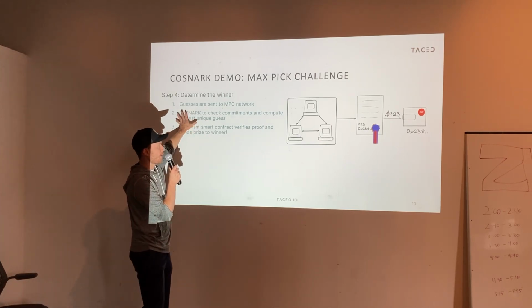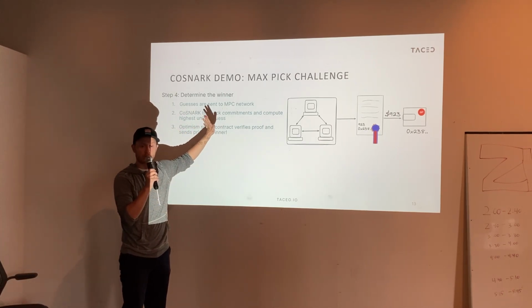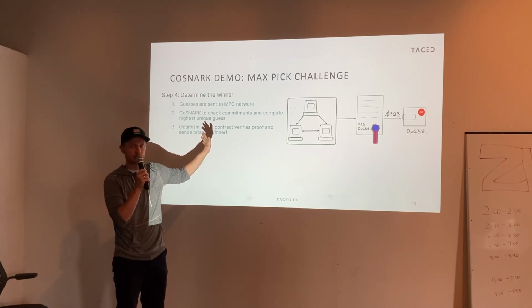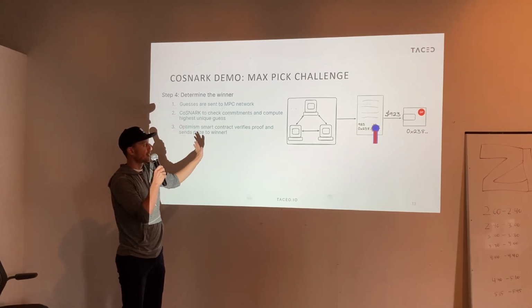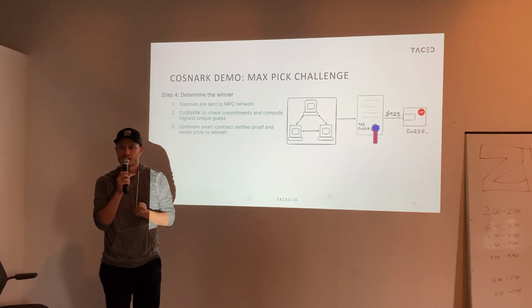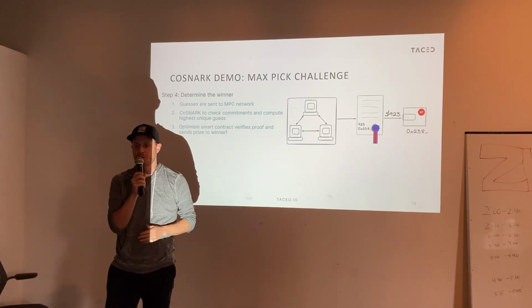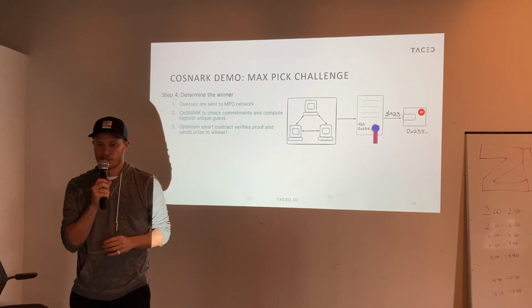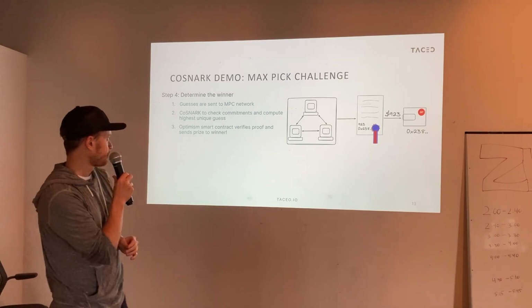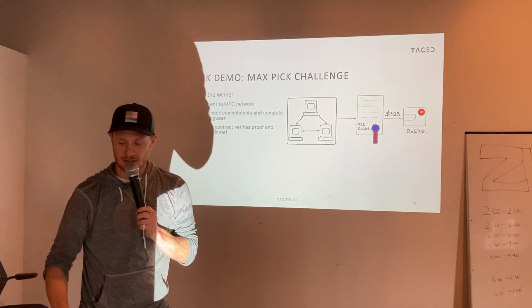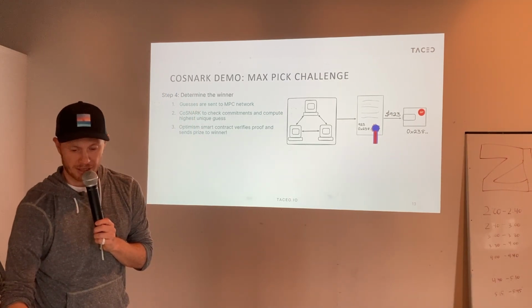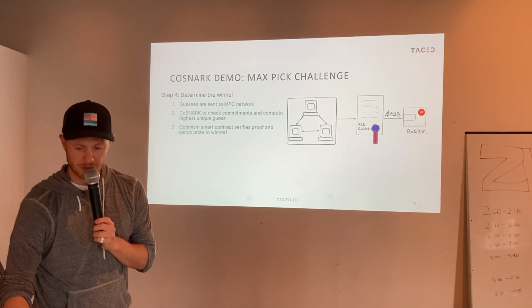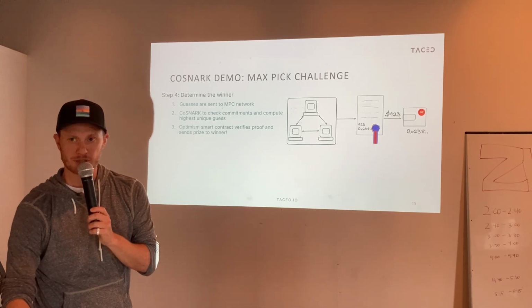And you do this all in an MPC setting, so you compute over the secret shares and never open the secret shares. In the end, the protocol produces a SNARK that can go on chain and be verified, and you can automatically pay out the prize to the winner. Yeah, the winning guess was quite high. It was like 923. I think this was really the unique highest guess.